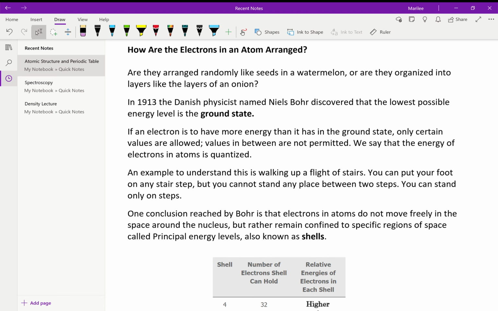In order for me to explain this to you, there's an example of walking up a flight of stairs. So you can only put your foot on any stair step. You cannot stand in a place between the two steps, right? Either you can step up or you can step down. There's nothing in between them. This is the best way of explaining how quantized works.